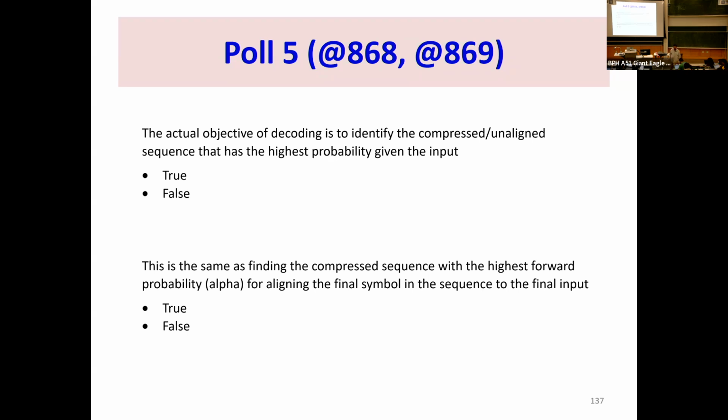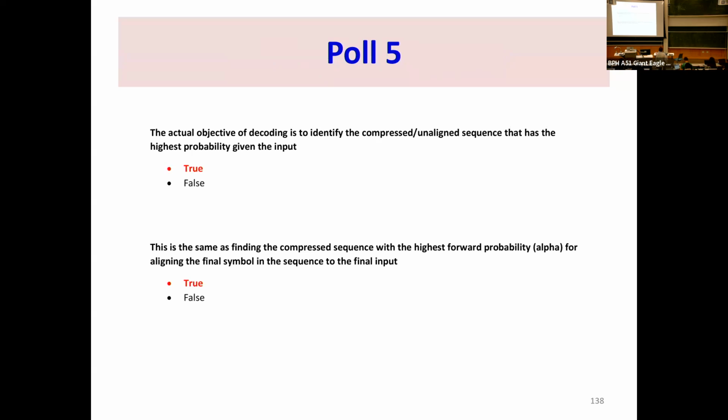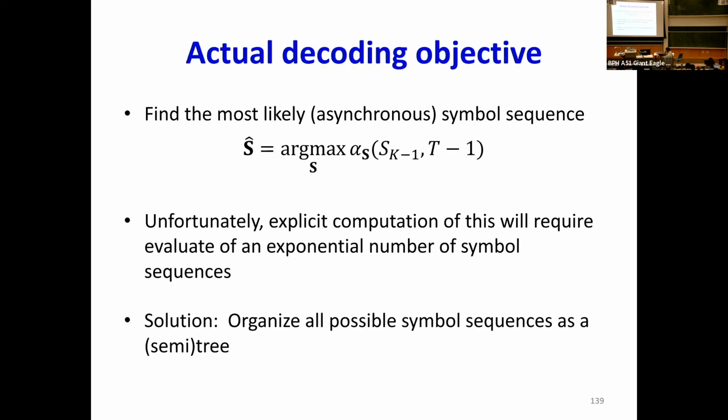Beep, okay. So is the first statement true? Second one? Yes, true. The actual objective of decoding is to identify the unaligned sequence that has the highest probability given the input. This is the same as finding the compressed sequence with the highest alpha for aligning the final symbol in the sequence to the input. The problem is with computing the alphas. Explicit computation of this is going to require evaluation of an exponential number of symbol sequences.